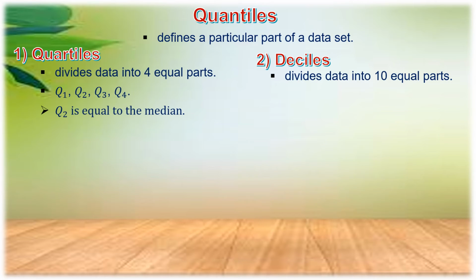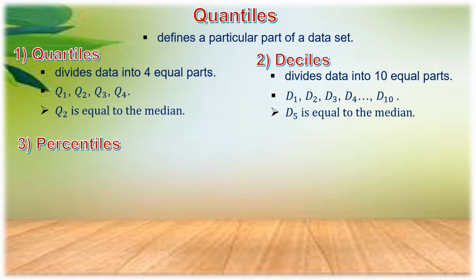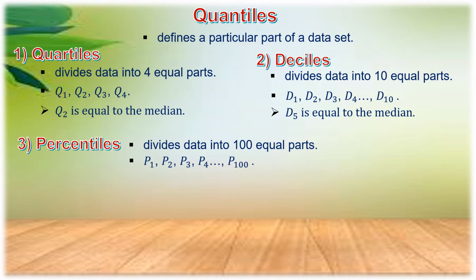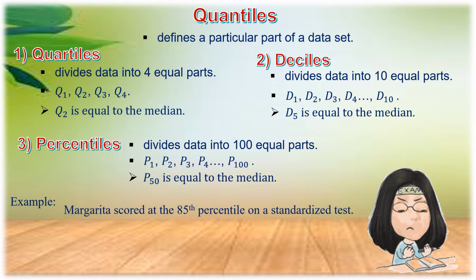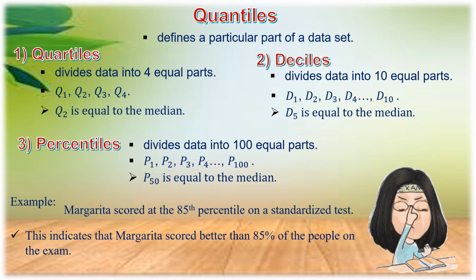Deciles divide data into 10 equal parts. So we have D1, D2 until D10. And remember that D5 is equal to the median. The third one is percentiles, which divide data into 100 equal parts. We have P1, P2 up to P100, and P50 is equal to the median. For example, if Margarita scored at the 85th percentile on a standardized test, it indicates that Margarita scored better than 85% of the people on the exam.